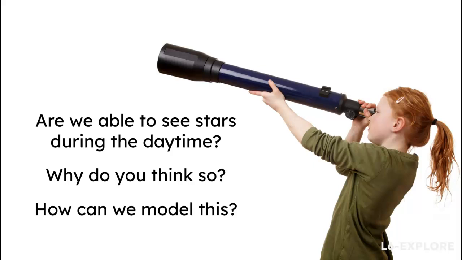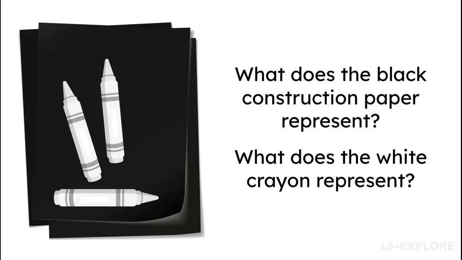For the Explore portion, you'll ask students if they're able to see stars during the day and why they think that this is the case. You'll then provide students with black construction paper and white crayons in order to model this phenomenon. You'll have students draw stars on the black construction paper and make observations.